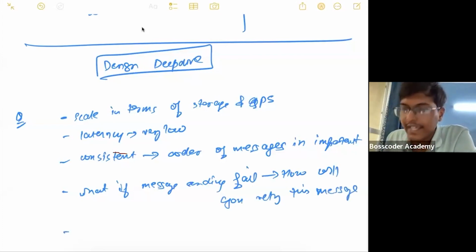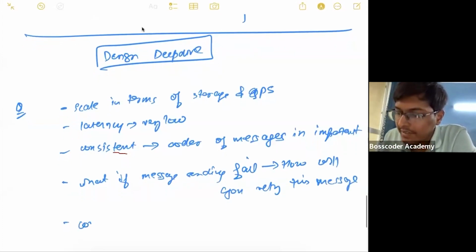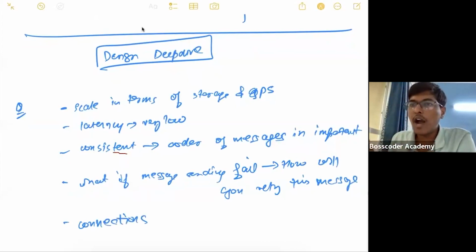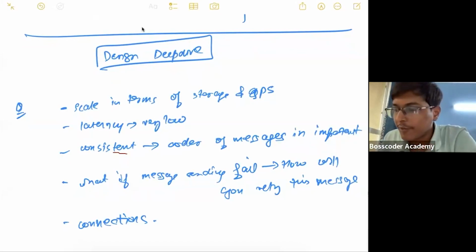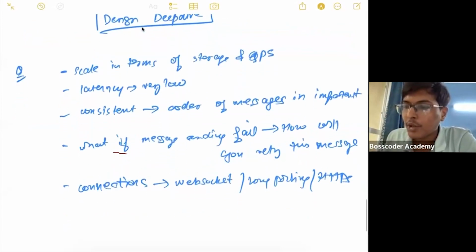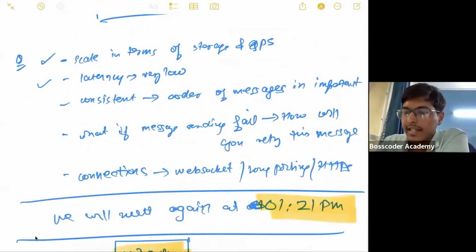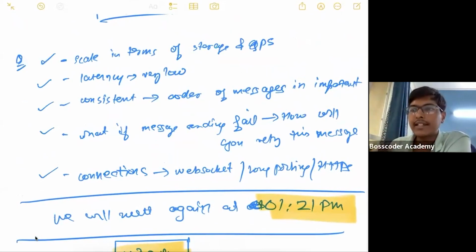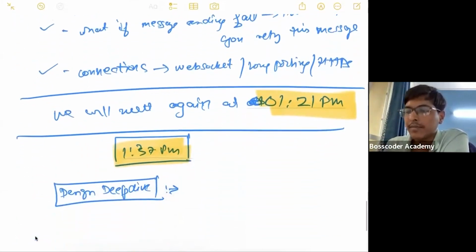Then also think about connections. How will the connections work? How is the message going to transfer between local and the system? What are the different systems that you will use? Will you use WebSocket? Will you use long polling? Will you use HTTPS, right? So think about these problems, and let's start solving them one by one, right?